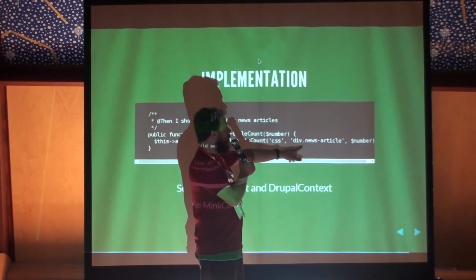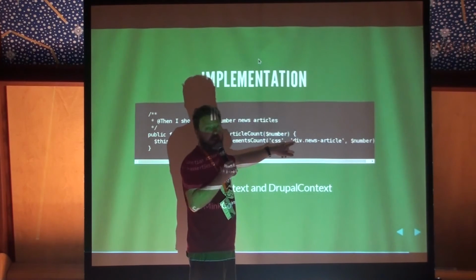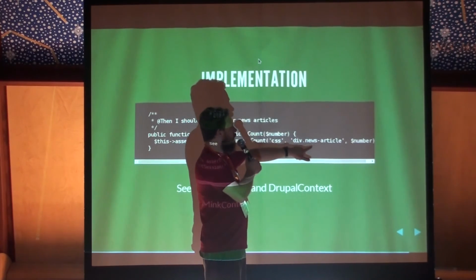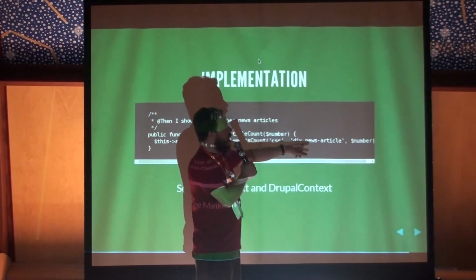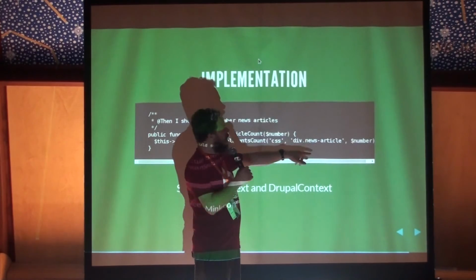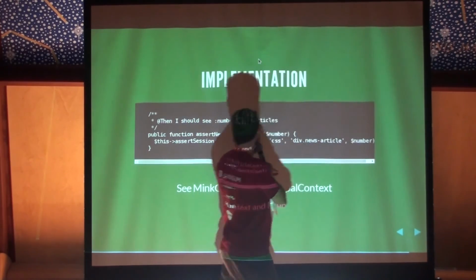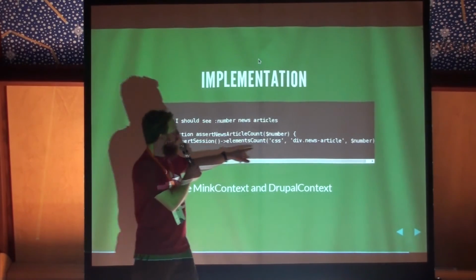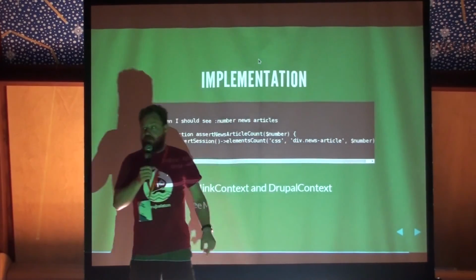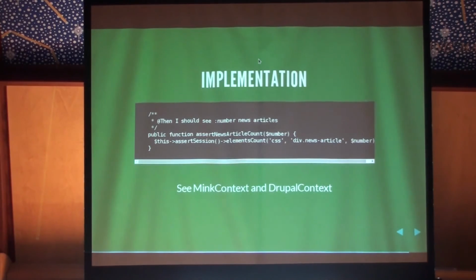So we say, okay, we want to look for divs on our page. And the div should have a class called node-use-article. Actually, in Drupal 8, it's just use-article. And then, so it's an elements count. So we assert that it's actually that number. So one line of code, and we can test this. So it should be in your branch, I think. Let's look.